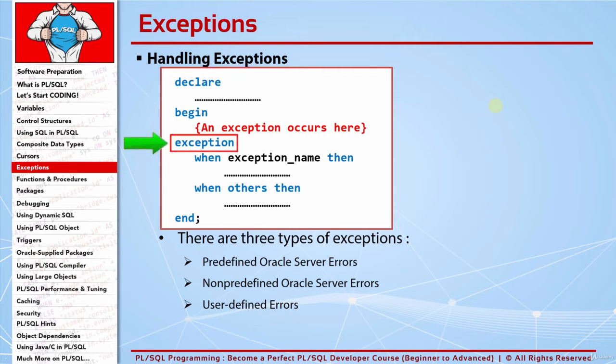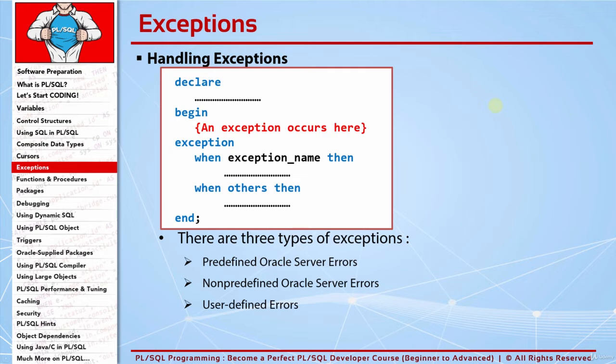Alright, exception sections start with the exception keyword. Then we write the when keyword and our exception name. This can be a predefined or user-defined exception name. Then we write the then keyword. After this, we write what we want to do if this exception is captured. This is also a block. I mean, we can write many lines of code in here. This block finishes with another exception handler or with the end keyword.